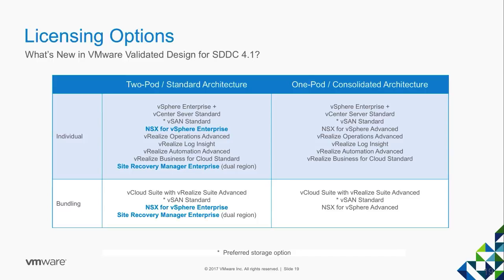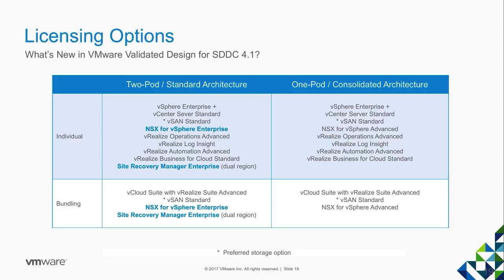What I want to call out here is some of the licensing options, right? And kind of have it broken out to individual licensing or bundling. But the key point here is that these items that are in bold blue here. In the standard two-pod architecture, we have NSX for Enterprise, because we need the ability to do things like cross vCenter NSX, right? Or we have dual regions where we want to stretch the layer 2 from region A to region B.